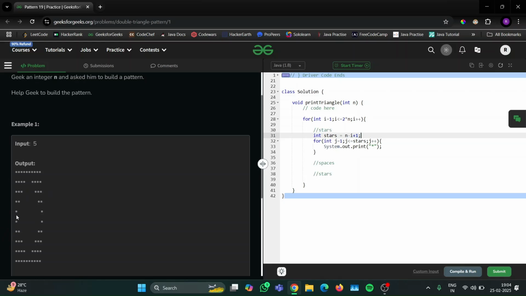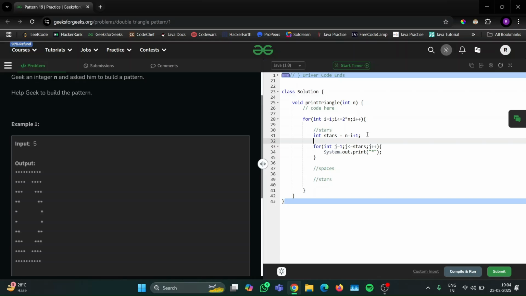But let's check for the second half, where I is equal to 6. 5 minus 6 minus 1 plus 1 is equal to 0. But there is actually one star that is being printed over here. The formula does not work for the second half. But we have to figure out a logic where stars will be printed for the second half as well.